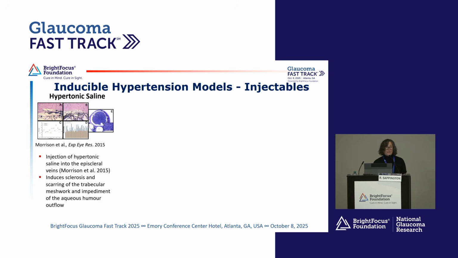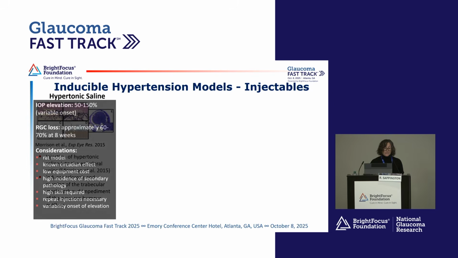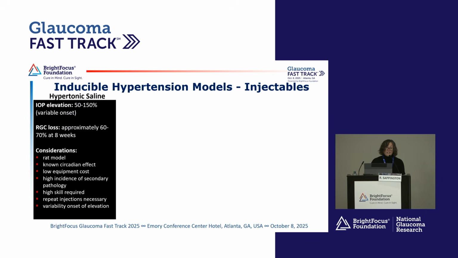Okay, so injectables. This is everything you can inject into the eye. So the first one is hypertonic saline. This is kind of my bridge model, right? Because it is the use of hypertonic saline injected into episcleral veins to induce sclerosis, right? So this is kind of similar to the models I just discussed. It impedes outflow in a similar way. IOP elevation is variable onset, and so that is something that ranges across the model.